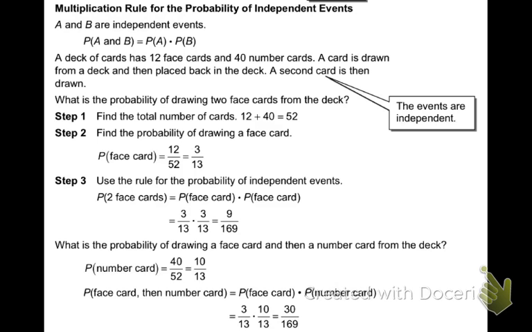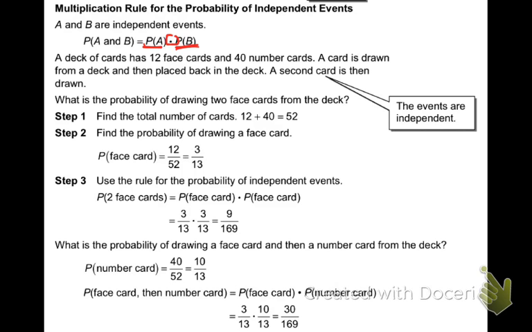So, multiplication rule for the probability of independent events. A and B are independent events. Well, to find the probability of both events happening, you find the probability of A, you find the probability of B, and then you multiply the two. And this is the key. A lot of students, don't ask me why, always want to add the probabilities. Okay? When you have two uniquely different events, you need to multiply them.